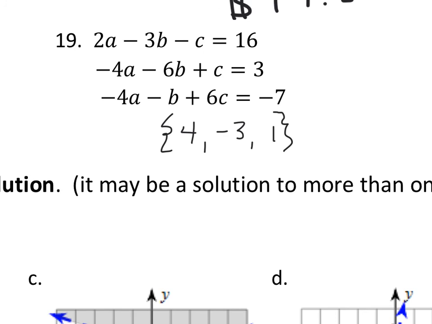Okay, so when I do this system, I end up with 4, -3, and 1 for my x, y, and z, or for my a, b, c.